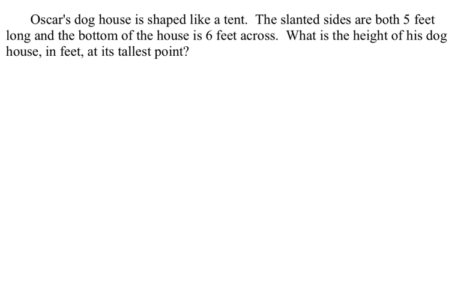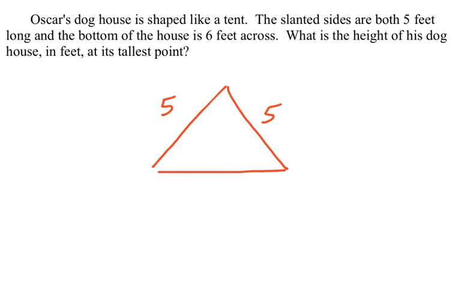Our next example, Oscar's doghouse is shaped like a tent. The slanted sides are both 5 feet long and the bottom of the house is 6 feet across. What is the height of his doghouse in feet at its tallest point? Well, this isn't a right triangle, but it is an isosceles triangle where both the sides are 5 feet and the bottom of the house is 6 feet.